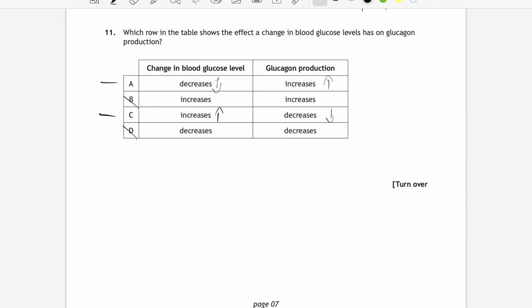Hopefully this never happens again. But yeah, there was a little bit of a muck up there. And in all fairness to the SQA, they did accept both answers. So if you put A or C, then you were correct. But you had to pick A or C. You couldn't pick both. Okay.